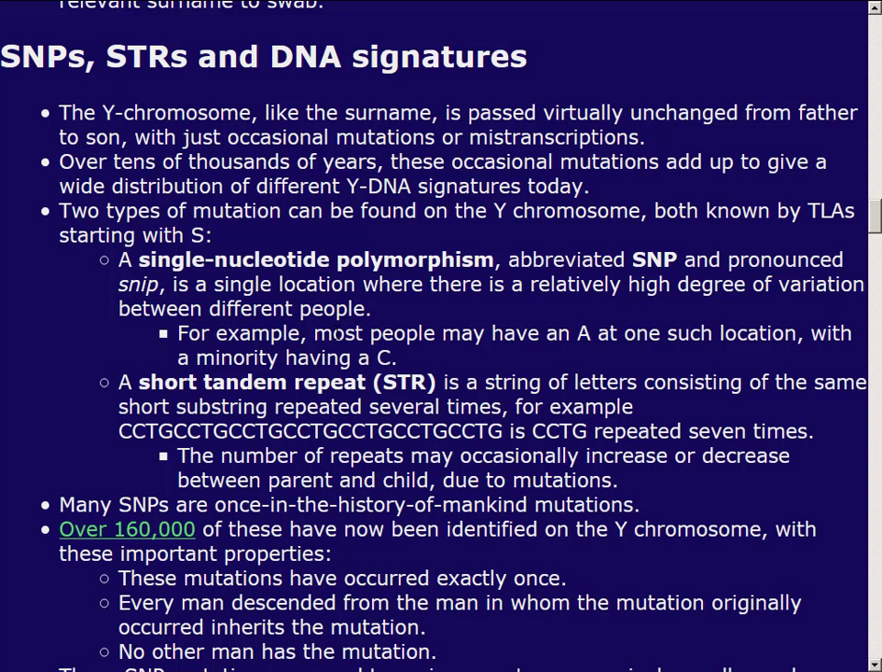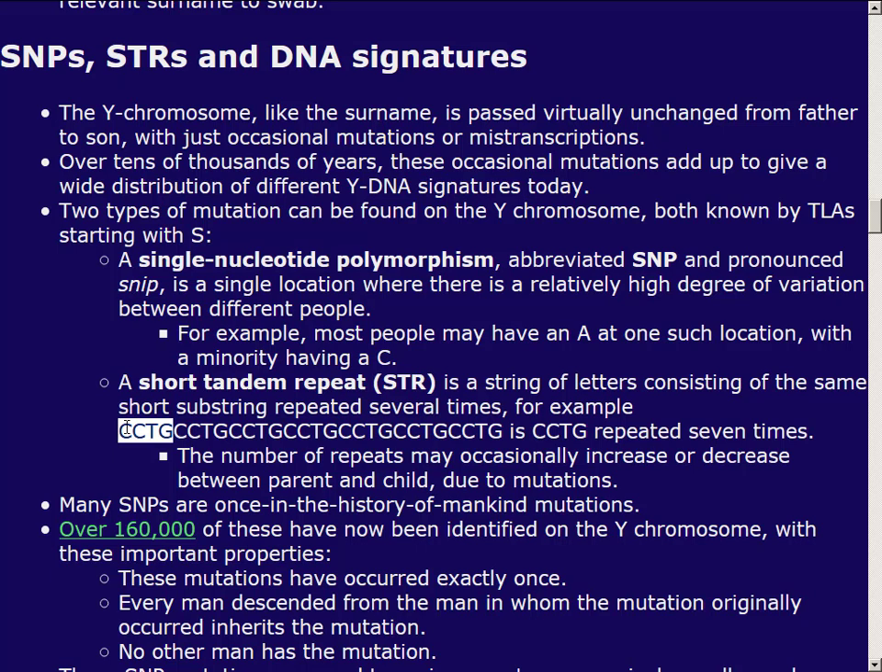The second type is called the STR, the short tandem repeat. There's an example of a sequence of four letters, CCTG, repeated seven times over. And usually that will be passed on unchanged to the next generation, but occasionally there'll be an extra one or one will drop off and you might have six or eight repeats instead of seven. And you can use these patterns and try and figure out where in our mutation history tree these mutations occurred.